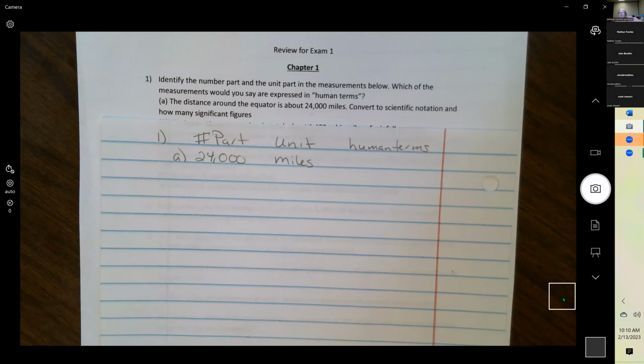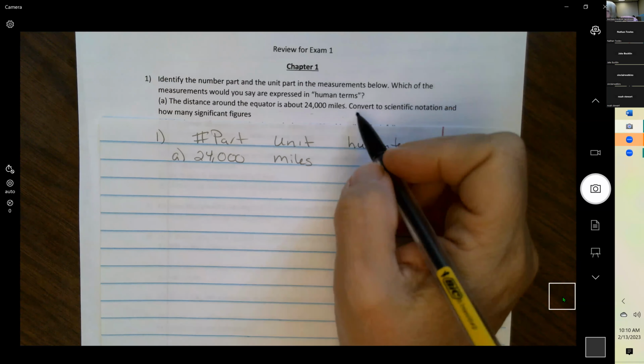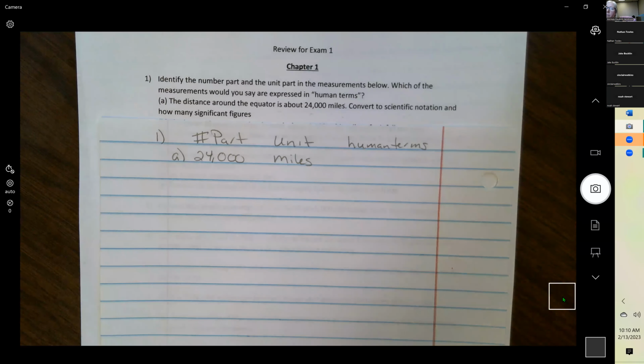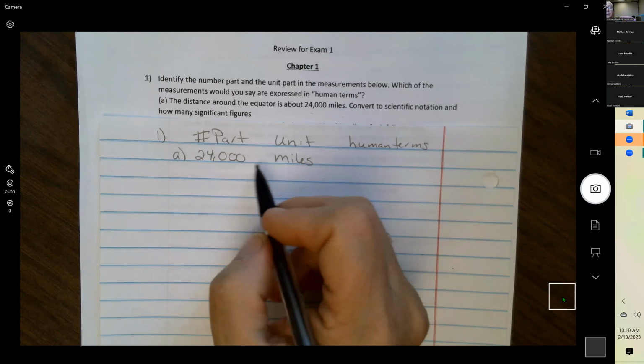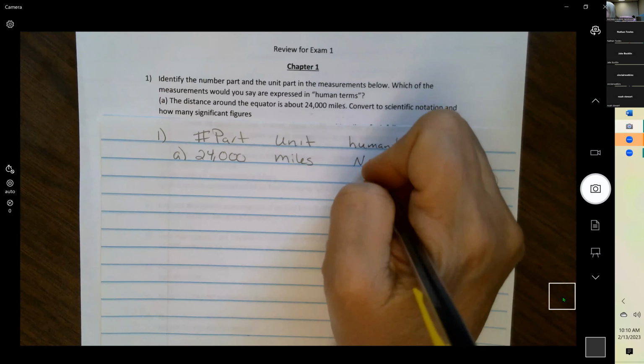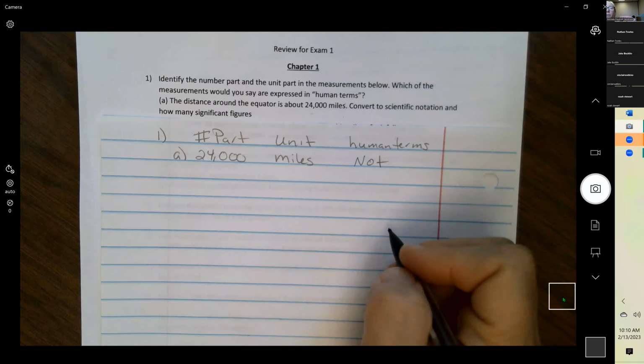When we think about miles, I can kind of visualize it because my house to the traffic light is approximately a mile. So I have more of a visualization, but it's not one that's very common, and 24,000 is very large. So this is not in human terms. It's just way too large.